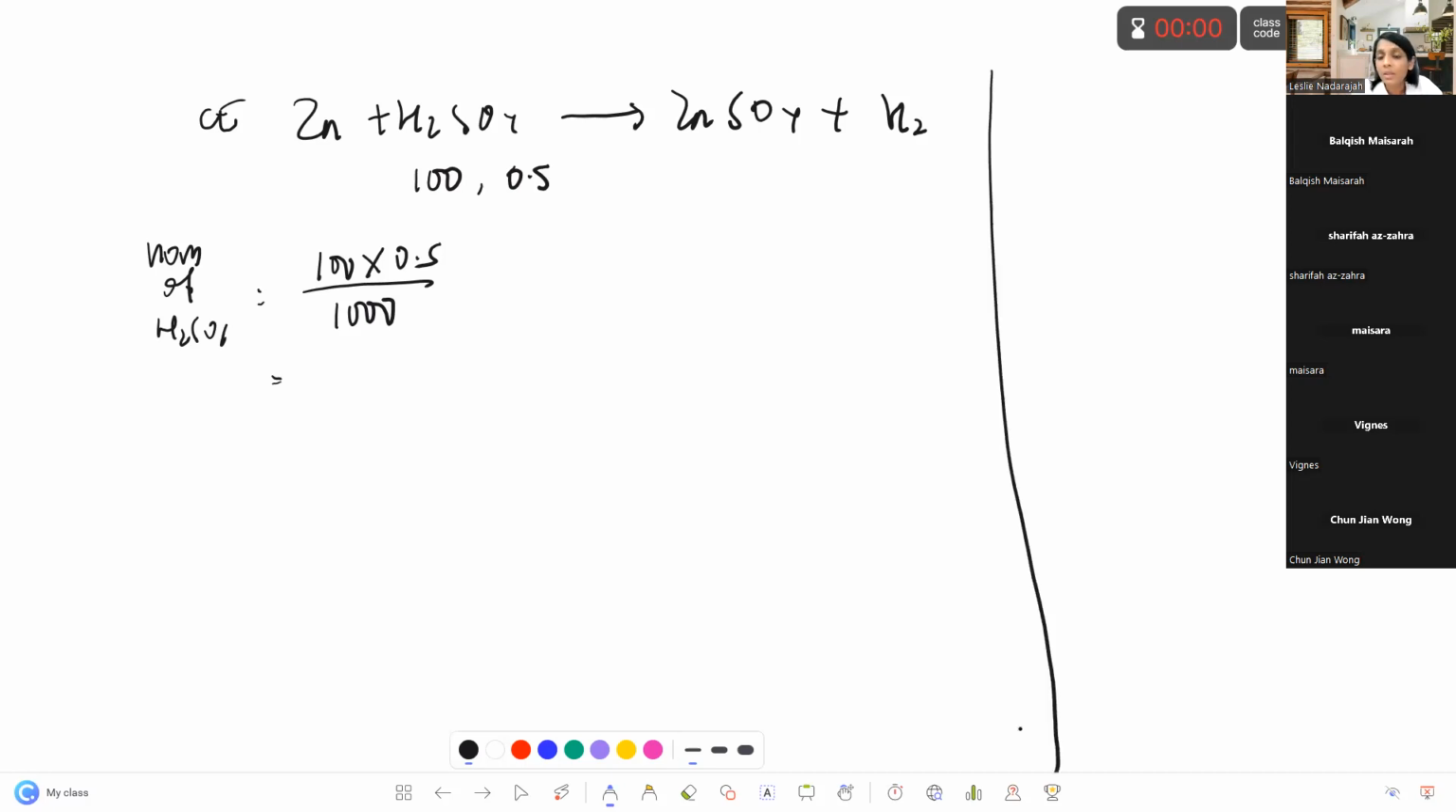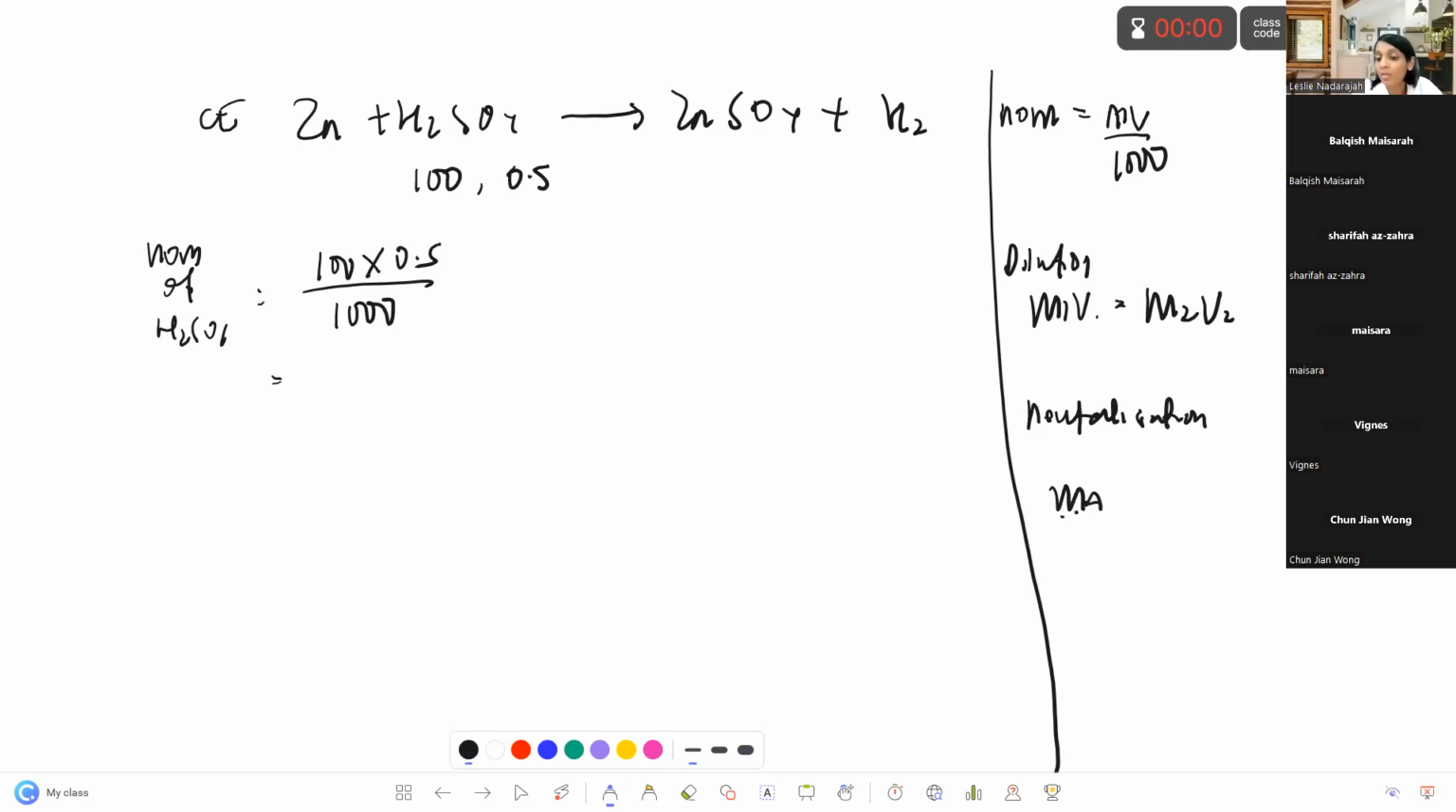So I'm going to put a side note here. In chapter 6, you've got 3 formulas that you need to know. Number of moles is equals to MV over 1000. That's your first formula. Second one, for dilution, is M1V1 equals M2V2. And the last one is neutralization, which we did earlier on: MAVA over MBVB equals a over b. So this is the formula teacher just used, MV over 1000.